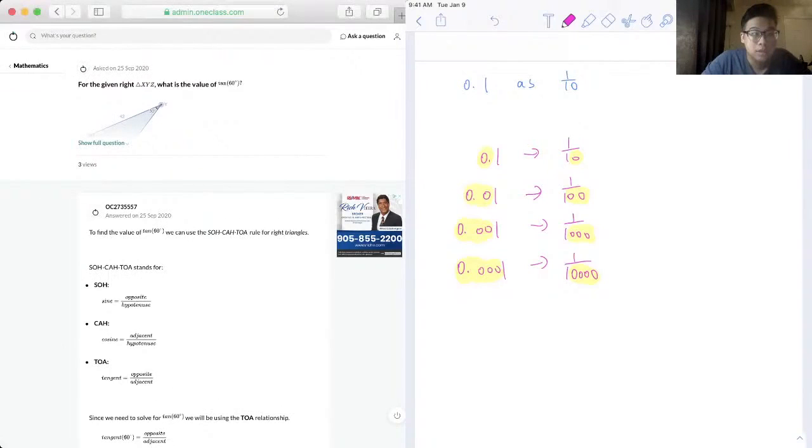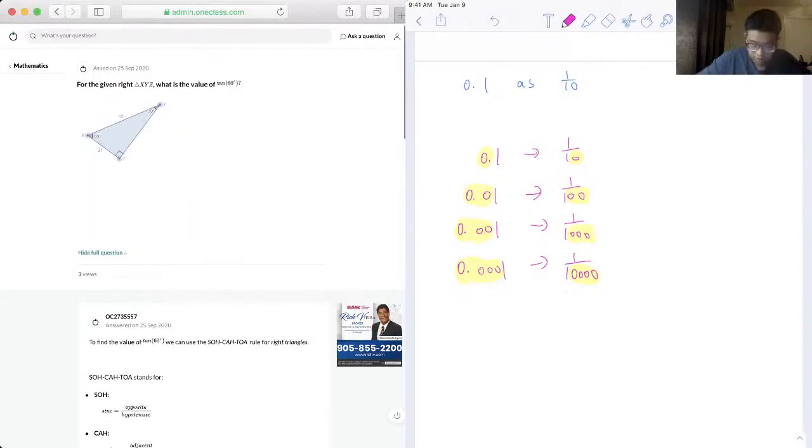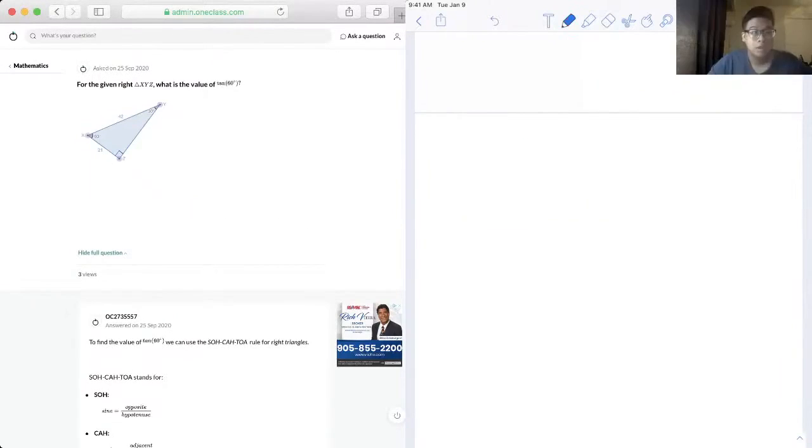So our next question is asking us to find out the value of tangent 60 degrees. Let's copy down the diagram first. So we've got a right triangle XYZ, with sides 21 and 42, and angles 30 degrees and 60 degrees.